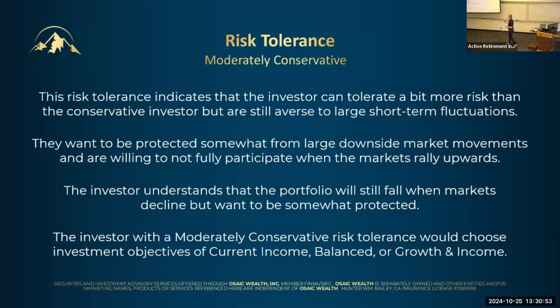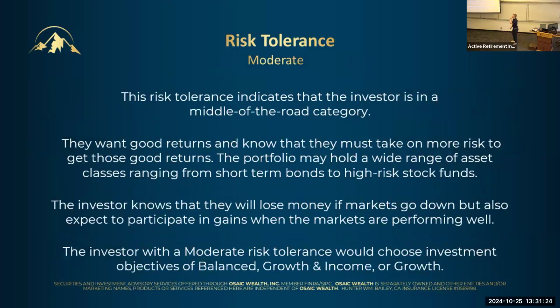So the investor with a moderately conservative risk tolerance would choose investment objectives of current income, balanced, or possibly growth in income. And again, you can think of least time to go, most freaked out about the market, most time to go, most comfortable in the market. Because you can have a lot of variation even within a moderately conservative risk tolerance. You can have some people that are a little bit more willing based on the circumstances, or people that are much less willing based on their need for the income tomorrow and the next day rather than 10 years down the line. So then we get our way to moderate, which again, is middle of the road.